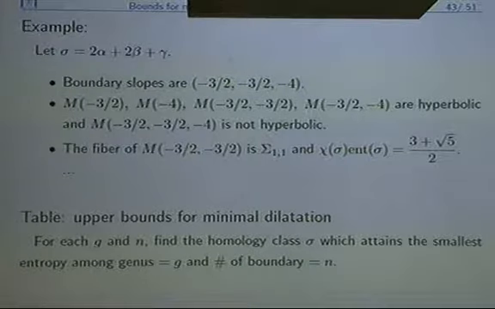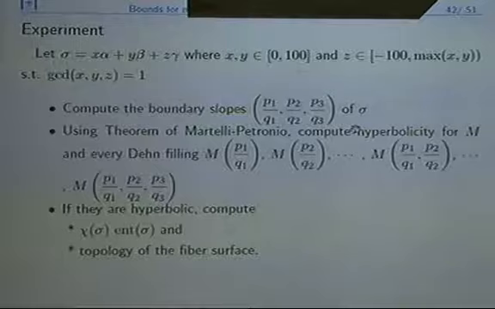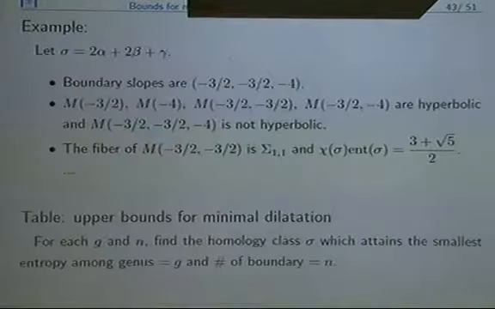And Petronio and Martelli said that these four are hyperbolic, and this one is not hyperbolic. For this 4-manifold, we can compute the entropy and entropy times Euler characteristic, and that is sigma 1, 1, and the minimal entropy is 2 over 3 plus root 5. And we compute such things for every element between 0 and 100.